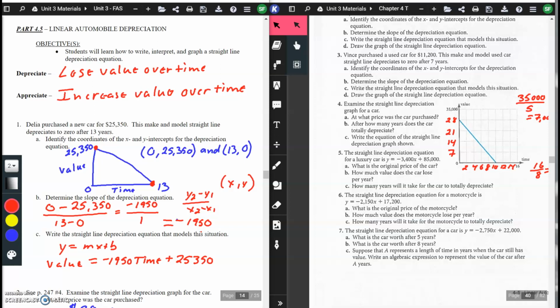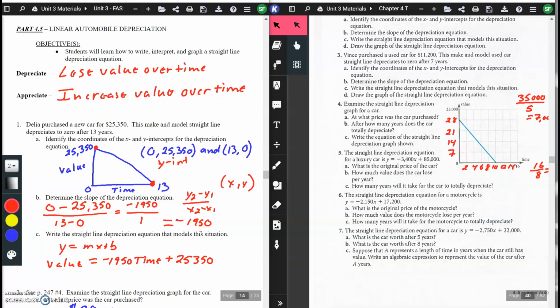So your value starts at 0 and goes all the way up to what she bought the car for, at $25,350. That's your value, and your y value. And your x value is your time, from 0 years when she bought the car all the way to 13 years, when the value of the car is 0. So where the line crosses or hits the y-axis, which is your up and down axis, that is your y-intercept. So that is (0, 25,350). That is your y-intercept.